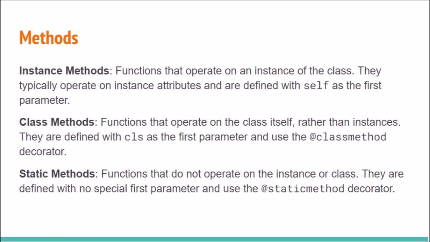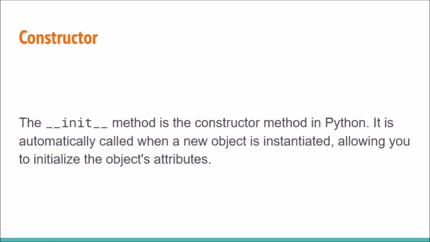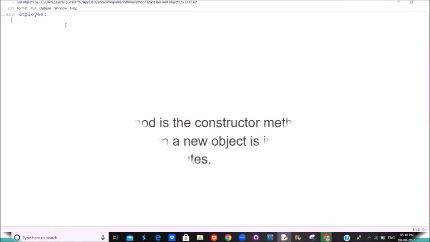Static methods are functions that do not operate on the instance or class. They are defined with no special first parameter and use the @staticmethod decorator. Constructor. The double underscore init double underscore method is the constructor method in Python. It is automatically called when a new object is instantiated, allowing you to initialize the object's attributes.